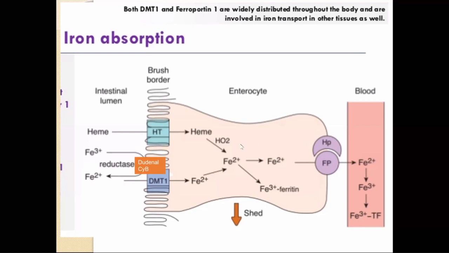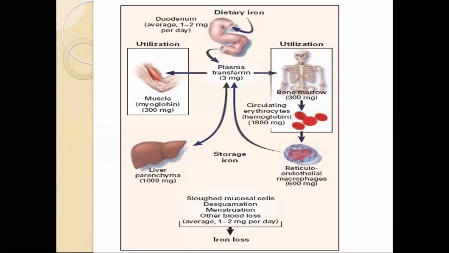Right, so this is basically the same thing in a different diagram. Some of the iron can be stored in the enterocytes and the macrophages as well, and once the cells are shed, the iron is removed from the body. And this shows that only a small amount of iron is either absorbed or shed from the body every day. There's about 3 milligrams bound and transported to plasma transferrin, and about another 300 in muscles and other proteins.